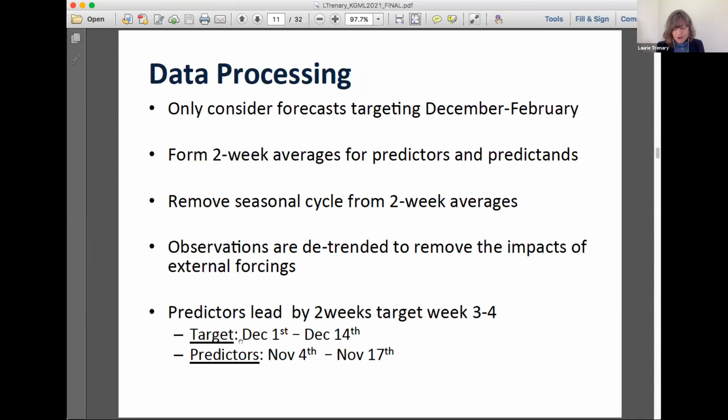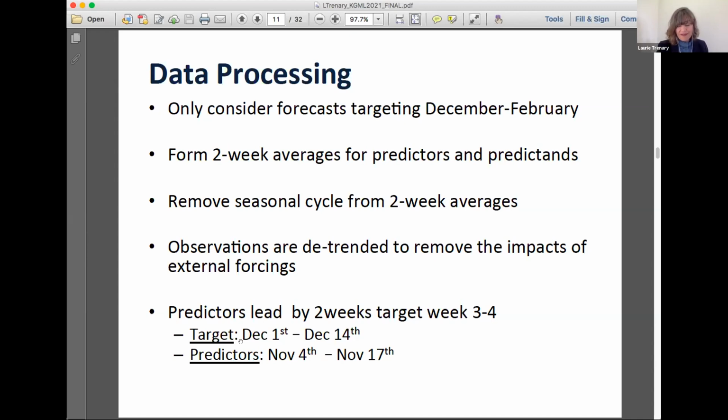So prior to training our models, we process the data, so our forecast will only target the months December through February. We do this because that's when we expect the predictability to be greatest. All the predictors and predictands are 2-week averages, and the seasonal cycle is removed from the 2-week averages, so the data are centered. And for observations, we detrend the data to remove the impacts of external forcing like greenhouse gases. And as I mentioned earlier, we're targeting weeks 3, 4.